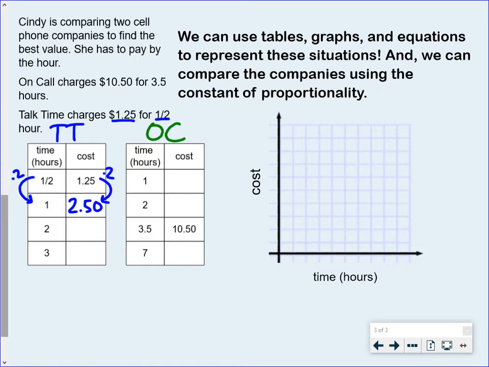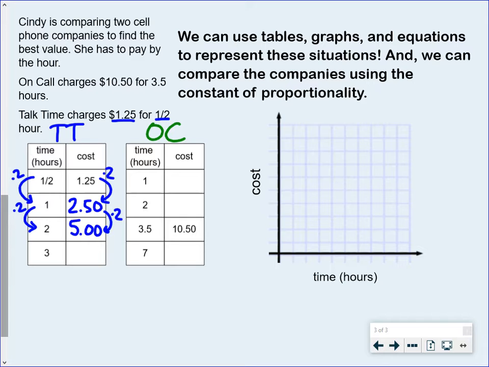All right, let's keep doubling because to get from 1 hour to 2 hours, I would double. 1 hour times 2 equals 2 hours. I'm going to do the same thing here to maintain equality. $2.50 times 2 is $5. Lastly, I'm going to keep using a multiplicative relationship here.